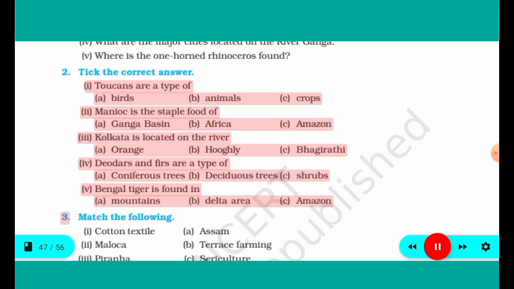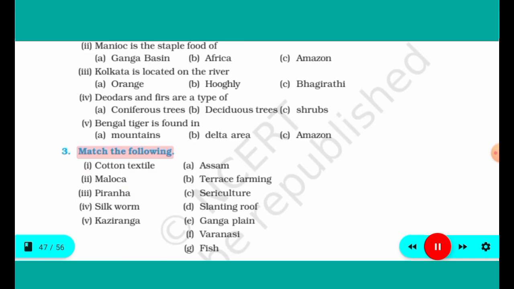IV. Deodars and firs are a type of A. Coniferous trees. B. Deciduous trees. C. Shrubs. V. Bengal tiger is found in A. Mountains. B. Delta area. C. Amazon.